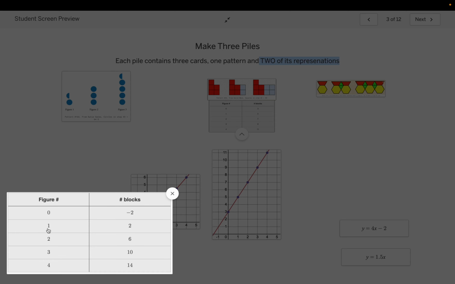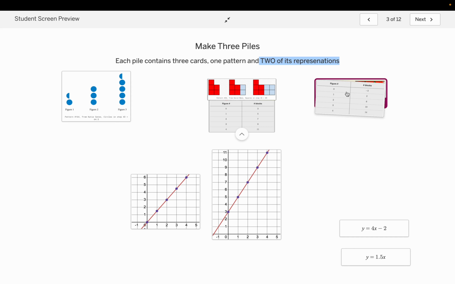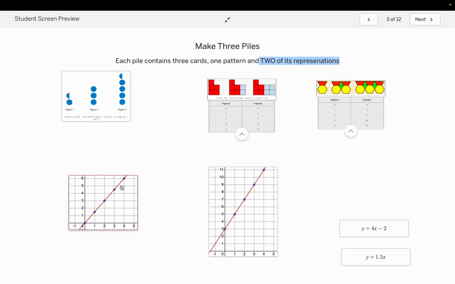And then this one says figure 1 has 2, figure 2 has 6, figure 3 has 10, and I can see that that doesn't match the blue pattern either, but when you count everything, including the green triangles, I see that goes right here. So I'll let you figure out the rest of this, but you'll have the tables split up and the equations split up, and when you're done, each of these piles should have 3 cards.